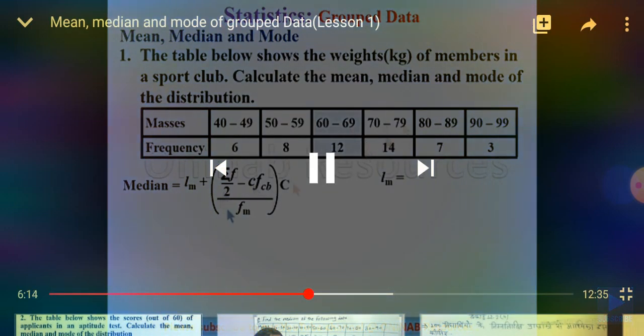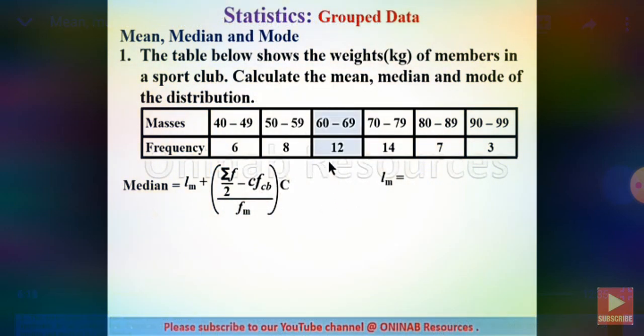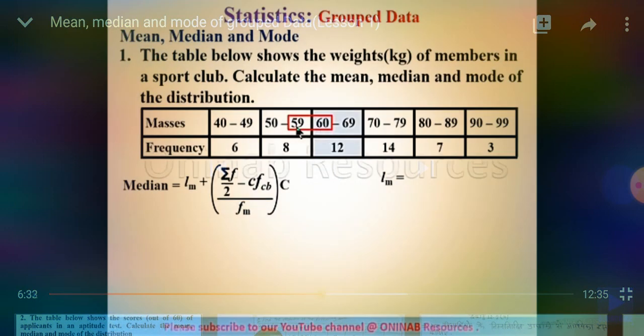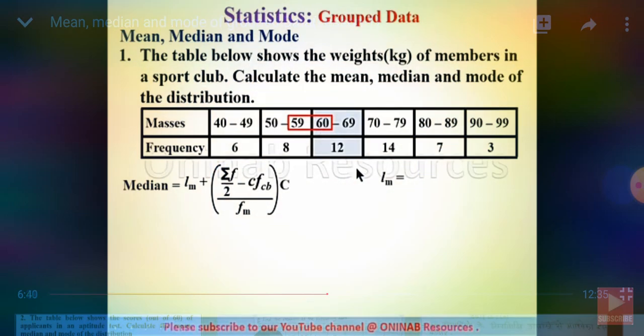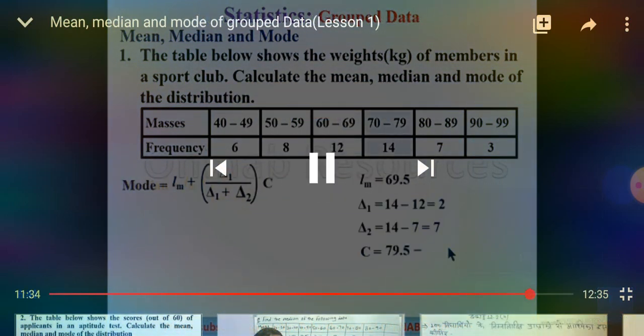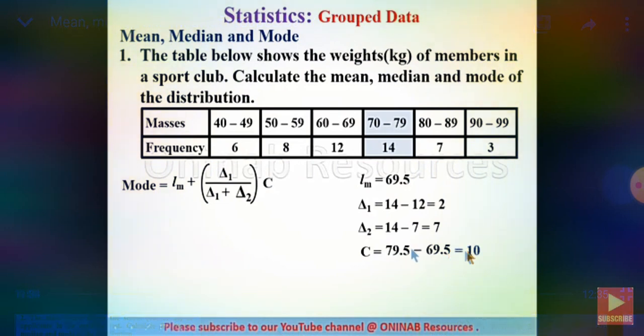To get the lower class boundary of the median class, we look at the lower limit here and the upper limit of the class before it. Then we find the midpoint. That's 59 and 60. The midpoint is 59 plus 60 divided by 2, and that will give you 59.5. The class width is 69.5 minus 59.5, which gives 10.